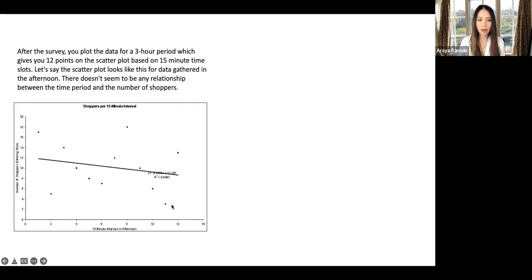So here is what our scatter plots look like. After the survey, you plot the data for a 3-hour period, which gives you 12 points on the scatter plot based on 15-minute time slots. So you have 12 spots on this scatter plot. Let's say the scatter plot looks like this one for data gathered in the afternoon. There doesn't seem to be any relationship between the time period and the number of shoppers. It's like everywhere, like I said.